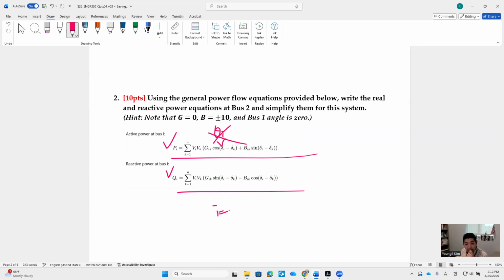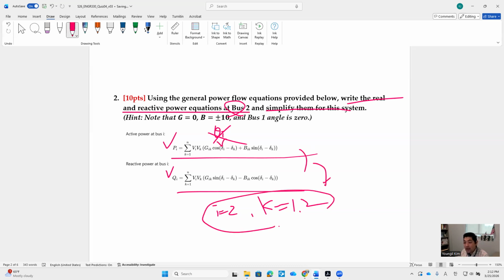Here i is 2, and k is 1, 2, because there are two buses. And especially, we're looking for the real and reactive power equations at bus 2. So we have to simplify from this equation, with the summation index here.